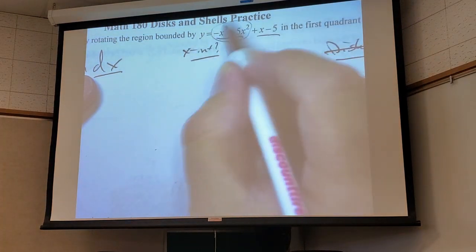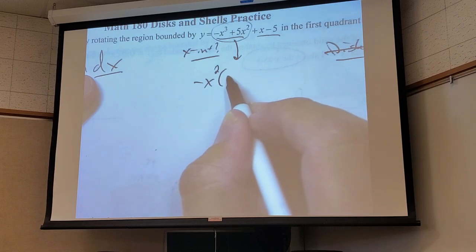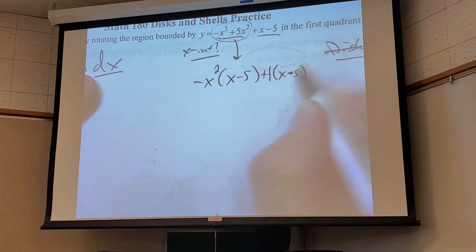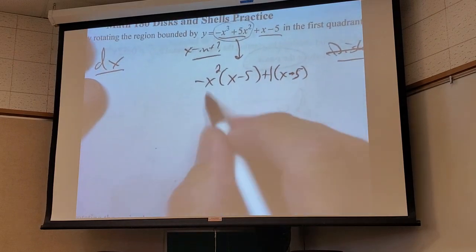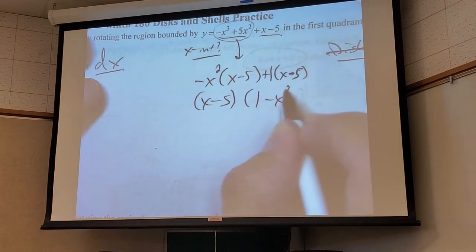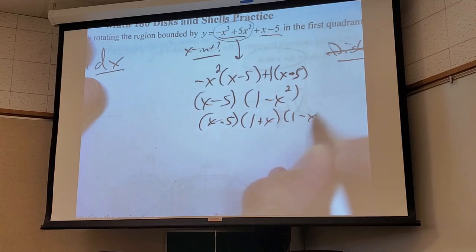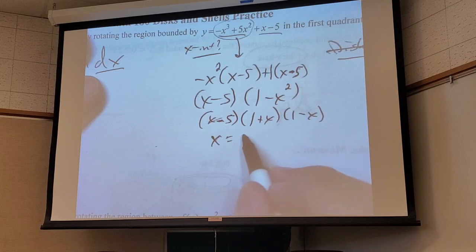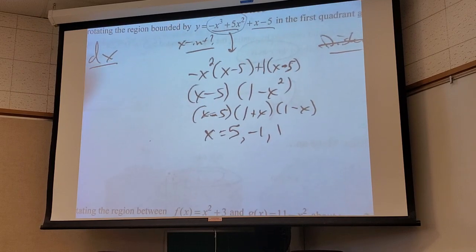What comes out of these two? Negative x squared. Then x minus 5. I always tell my students to put a 1 here. If nothing comes out, a 1 always comes out. So then I get x minus 5 times 1 minus x squared, x minus 5 times 1 plus x times 1 minus x. So what are the x-intercepts? 5, and negative 1. Which one do I not care about? Negative 1. Yeah, it's not in the first quadrant.